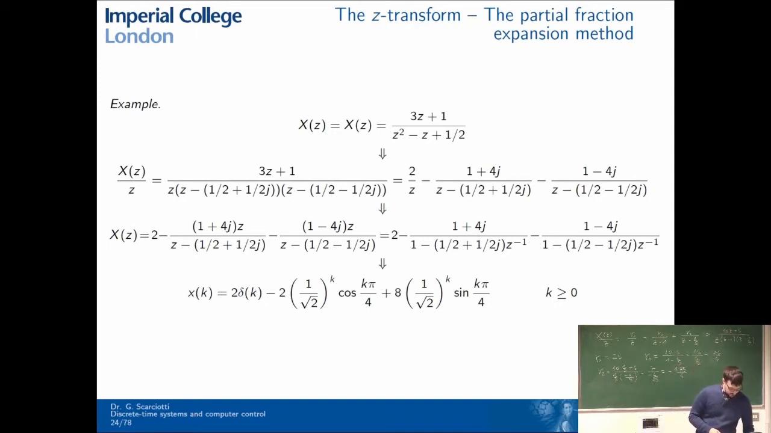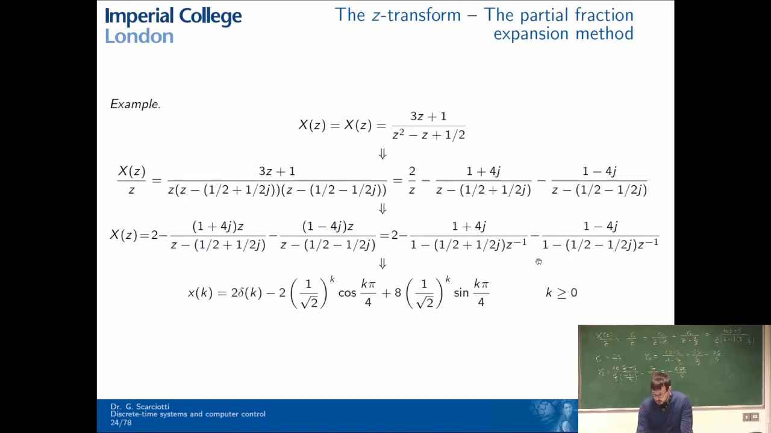In this other example, once we divide by z and factorize, we obtain complex poles. So we compute the residuals, the procedure is the same, since these are simple poles. We compute the residuals and we obtain this expression over here. Then we multiply both terms by z, and we obtain this expression here, and then we multiply and divide by z, so that we obtain the expression in z to the power minus 1.